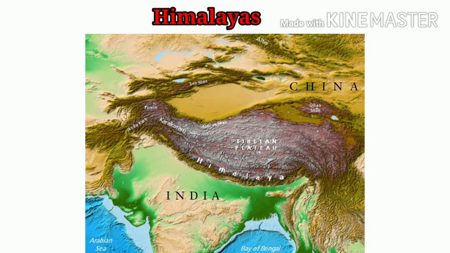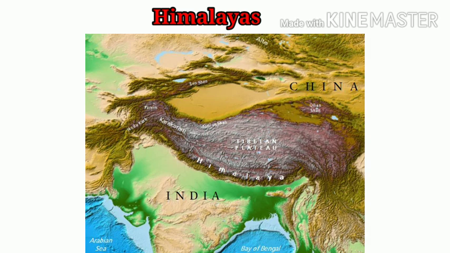So suppose the Himalayas were not there, then during winter the northern part of India would be like a cold desert. We could not grow agriculture or crops over there. It would not be possible. Even our rivers would freeze.